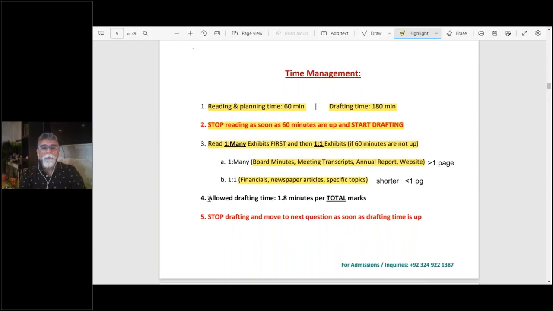The drafting time is 1.8 minutes per total marks. So for each question, how do you control your drafting? You have to spend about 1.8 minutes per total marks. And when I say total marks per question, it means technical marks.